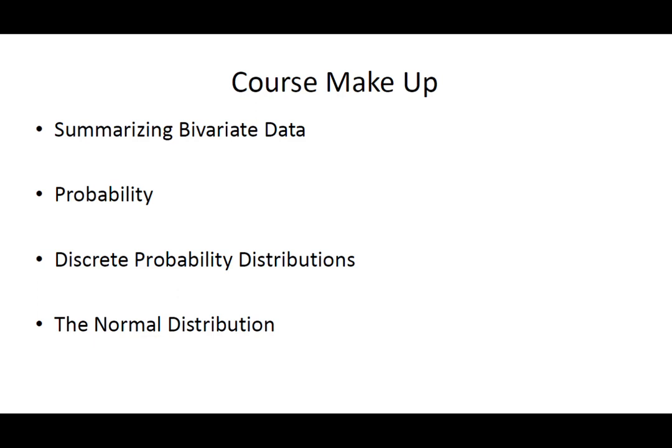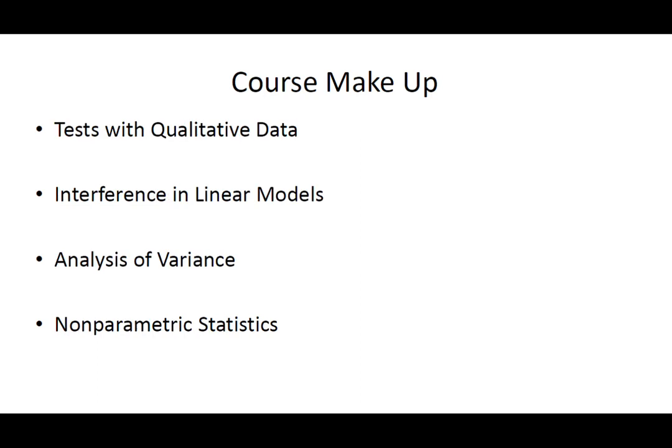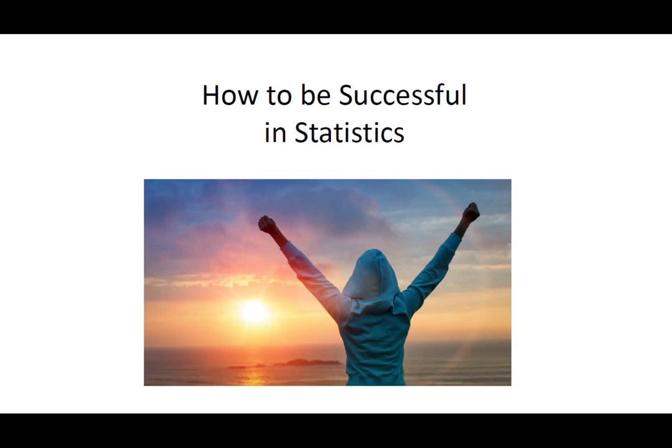We're going to talk about probability distributions, particularly discrete probability distributions. We're going to talk about a continuous distribution known as the normal distribution. We're going to talk about inference. So we're going to talk about confidence intervals, hypothesis testing for both one sample and two sample. We're going to talk about tests with qualitative data. We're going to talk about inference in linear models, analysis of variance, and non-parametric statistics.